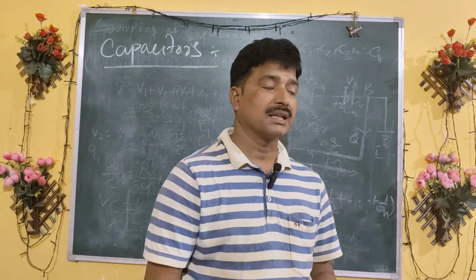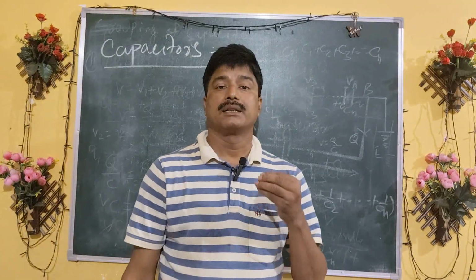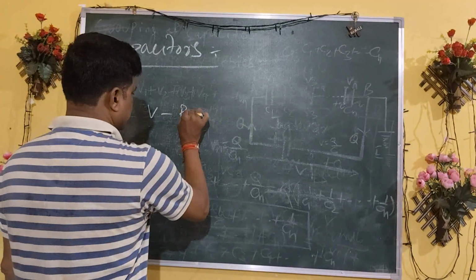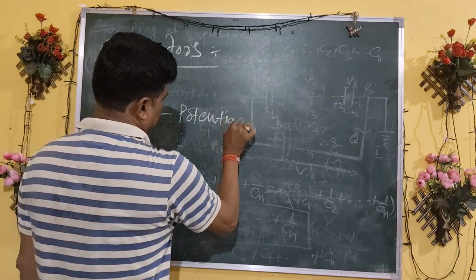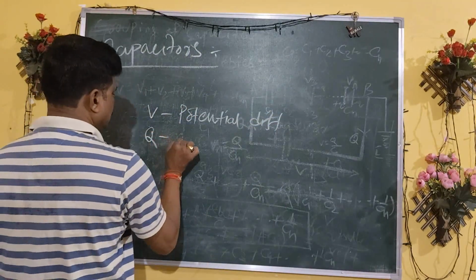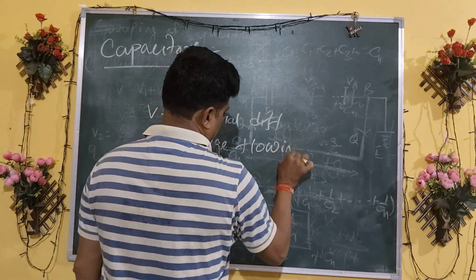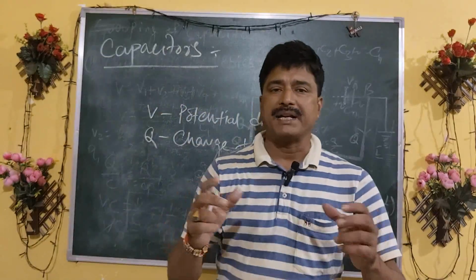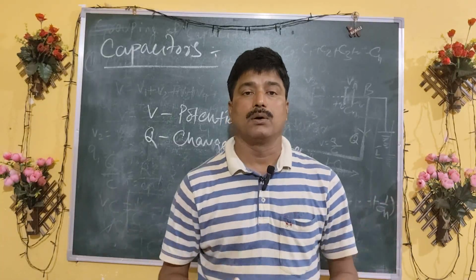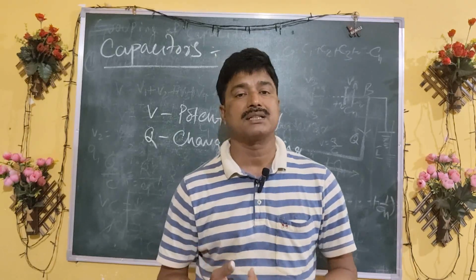So before discussing capacitors, first of all we have to think about the potential difference. As you know, the symbol is V, that is potential difference, and Q the charge, charge flowing. If we maintain a potential difference across a conductor or any two wires, then the amount of charge flowing through it is generally known as the amount of current.